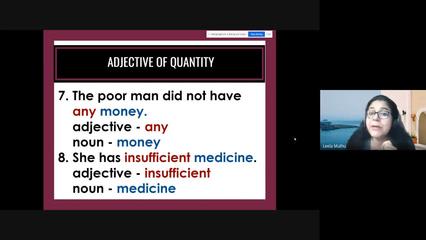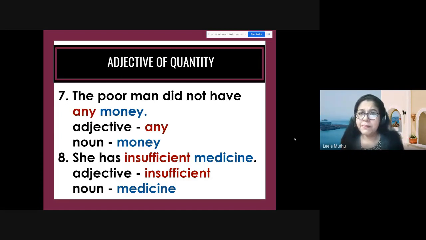Now, if I say how many rupees does he have? He's got 10 rupees with him. But how much money does he have? He doesn't have any money. She has insufficient medicine. Oh my God, I forgot to stock up the medicine box. How much medicine does she have remaining with her? She has insufficient medicine, not much. So as you can see, these words are placed before nouns, and they describe how much of that noun is there.